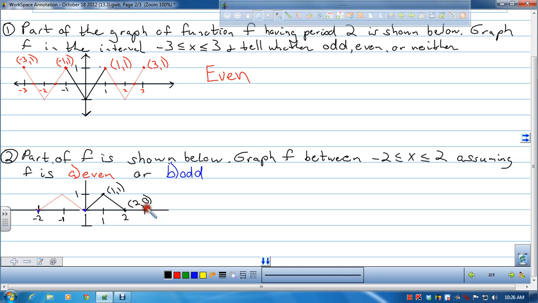2, 0, right? Well, if it's going to be even, then I should have a point at negative 1, 1, and I should have a point at negative 2, 0, right? Does that make sense? And that's what I do in fact have here for these. Okay. So if I didn't see that visually, I could have just drawn those points and then connected the dots there. Now let's take a look at the odd graph.